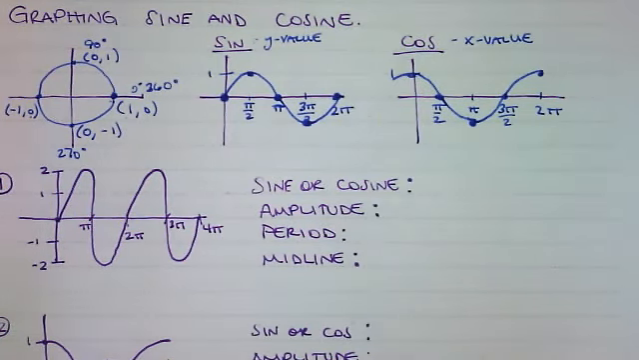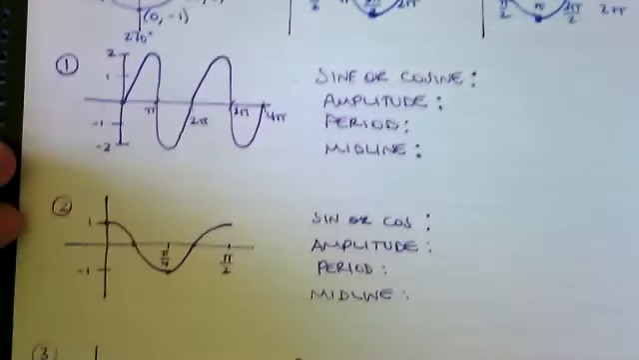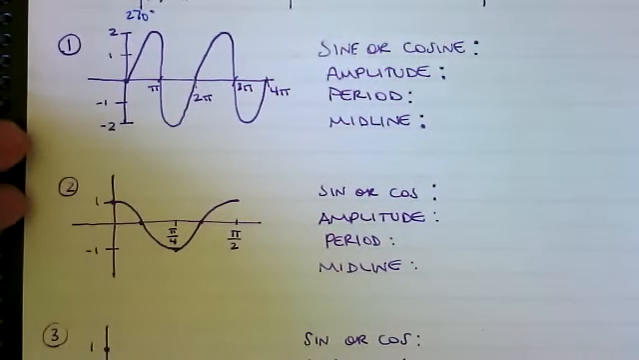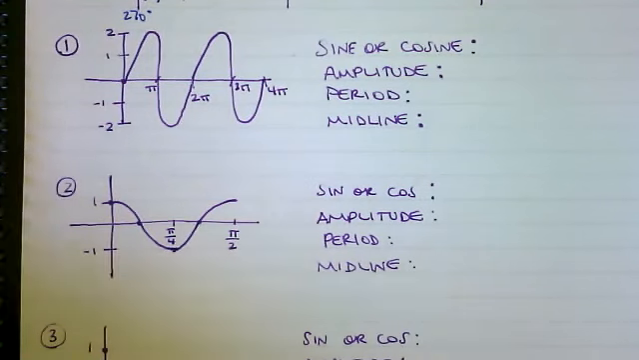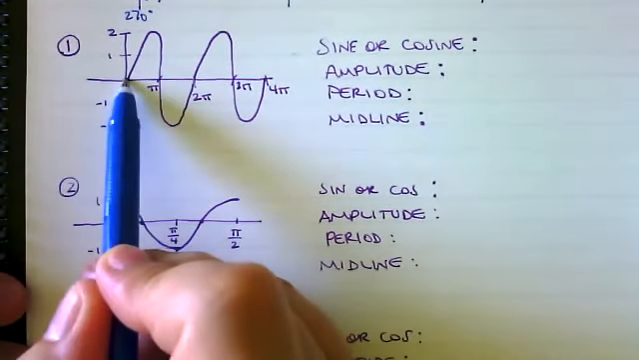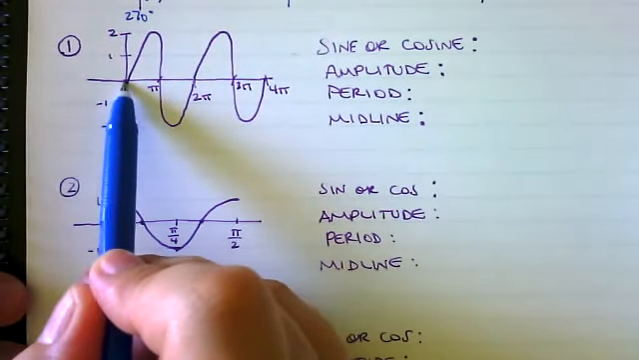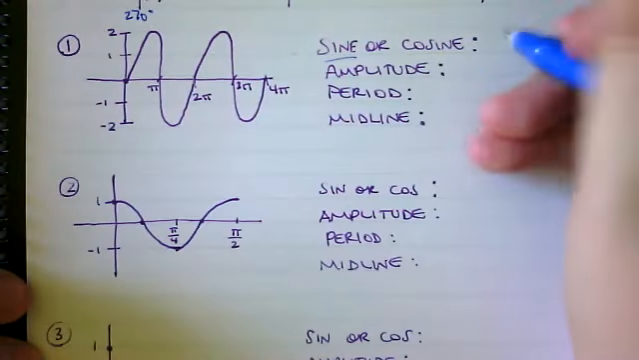So we're going to get into our examples here. So for example number 1, this is asking us, is it sine or cosine? So I'm looking at where I'm starting. So I'm starting in the middle here. So that's definitely going to be sine.